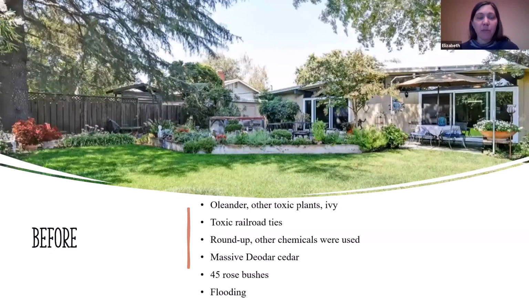The before of the property looked like this, and it's really attractive. It's really well maintained, but this attractive veneer is hiding a lot of toxicity underneath. So the owner used a lot of toxic chemicals. There are extremely toxic plants that we could not have with our toddler, especially oleander. So we had to remove a lot of oleander, which is deadly, but also toxic building materials like railroad ties, which leach creosote into the soil, and improper water management.